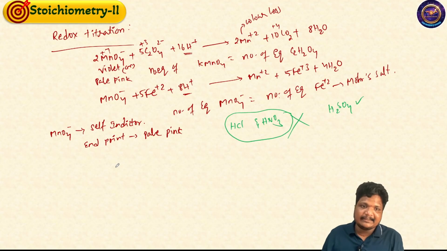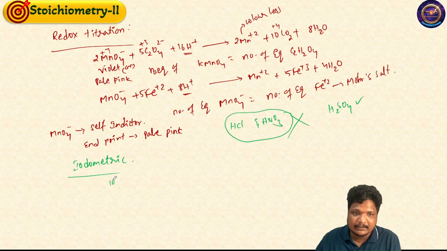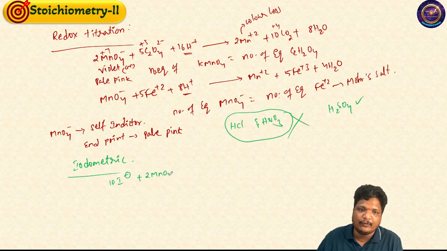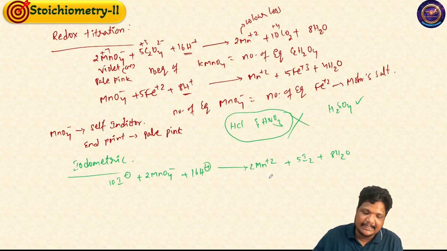So here another type of redox reaction is also there, that is iodometric titration. In this titration, 10I minus plus 2MnO4 minus plus 16H plus gives rise to 2Mn plus 2 plus 5I2 plus 8H2O. So this is the titration reaction.